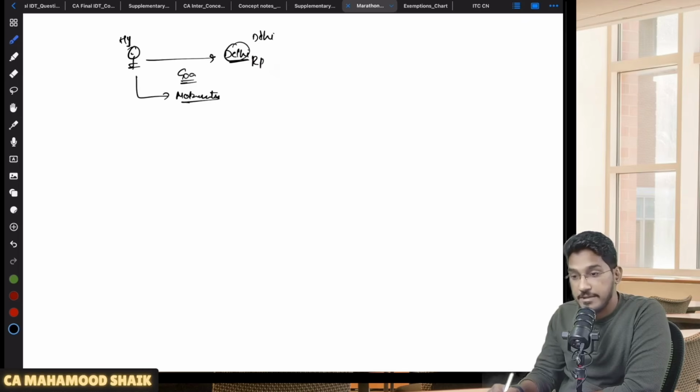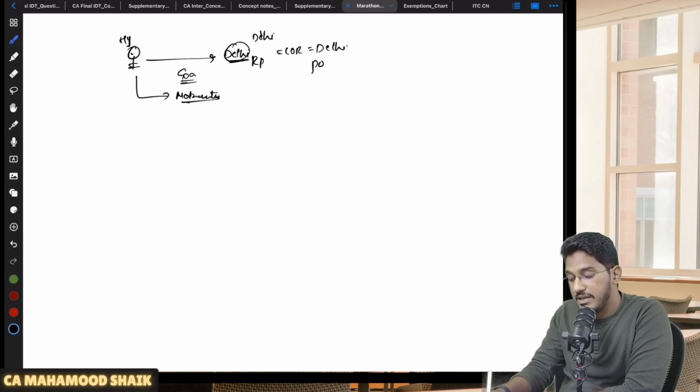What will be the place of supply? Since it is a B2B supply, where you are performing that service doesn't matter. Always location of recipient. Sir, what is the location of recipient? Delhi. So place of supply will be Delhi. Location of the supplier, Hyderabad. Interstate supply, IGST.